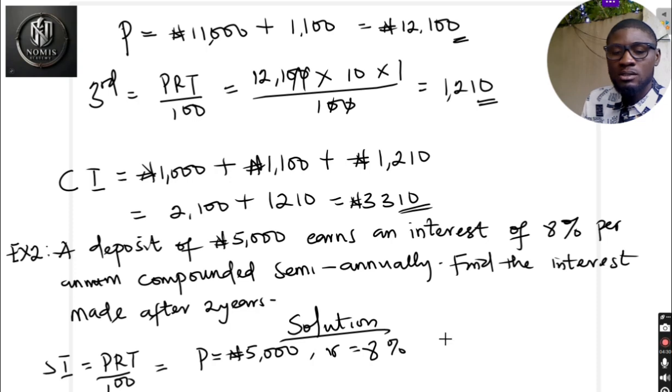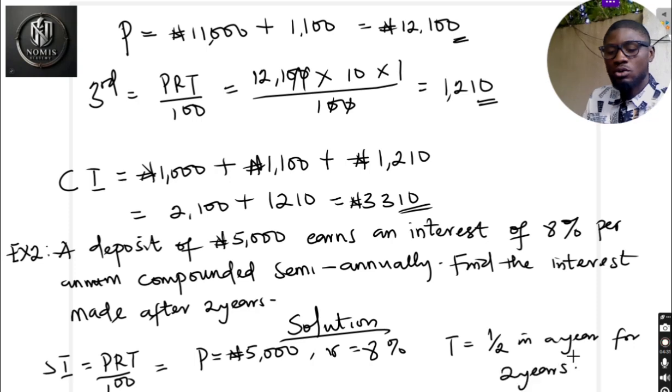So the time is 1 over 2 in a year, right? In a year. So 1 over 2 in a year, for how many years now? For 2 years. So we must take this into consideration. So let's take them one after the other.